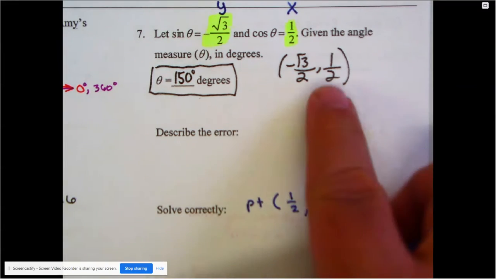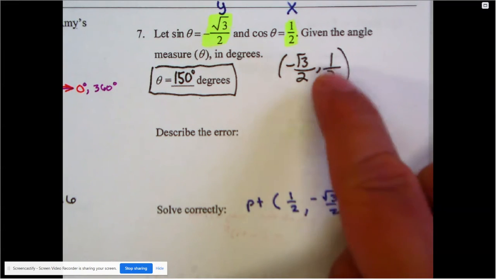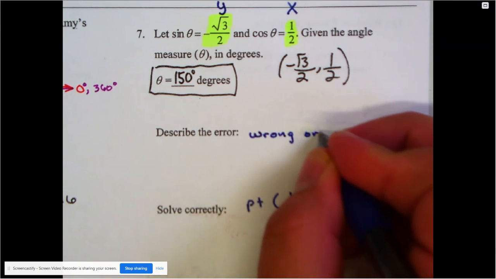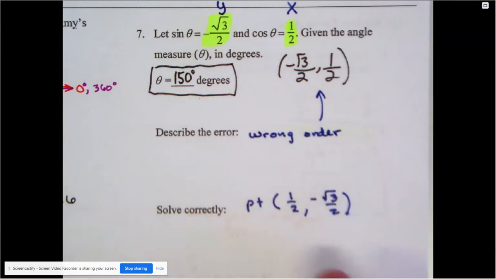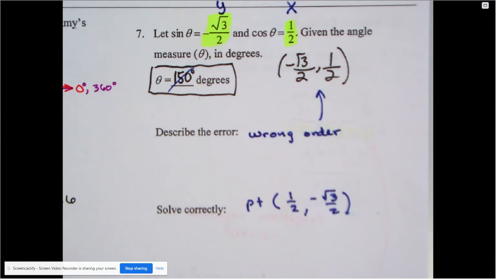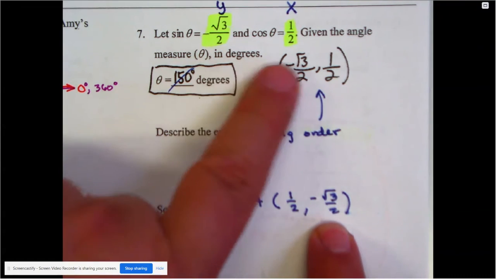And if you notice, there's their mistake. They wrote it in the wrong order. So wrong order right there for this one. So this is the correct one. So obviously that's why that's wrong, because they have the wrong order. But now it's time for me to match this, and it has to match perfectly. That's why you got to watch out for those negatives.